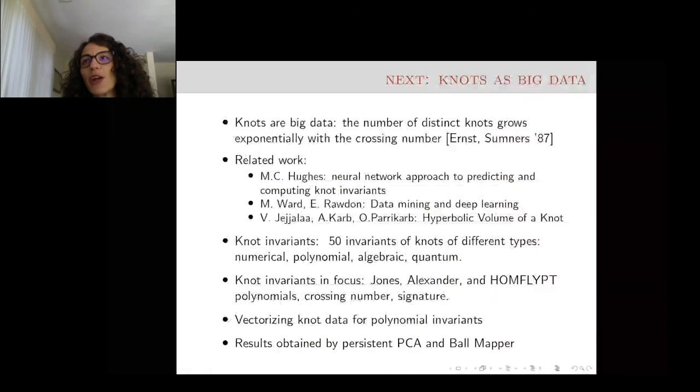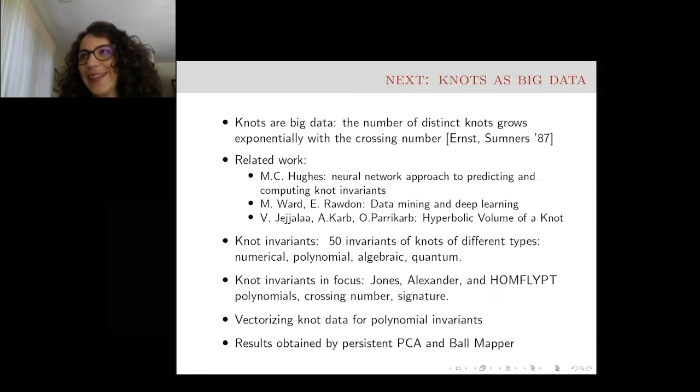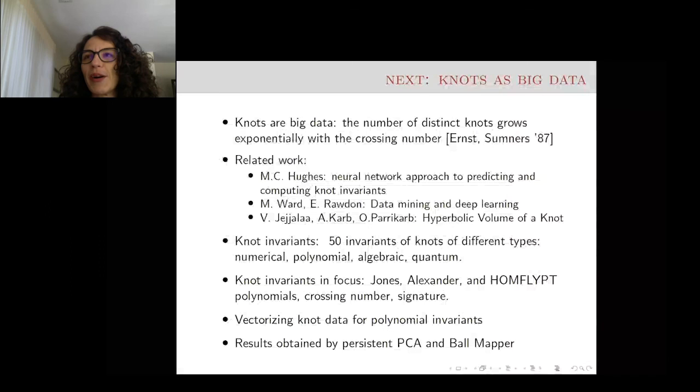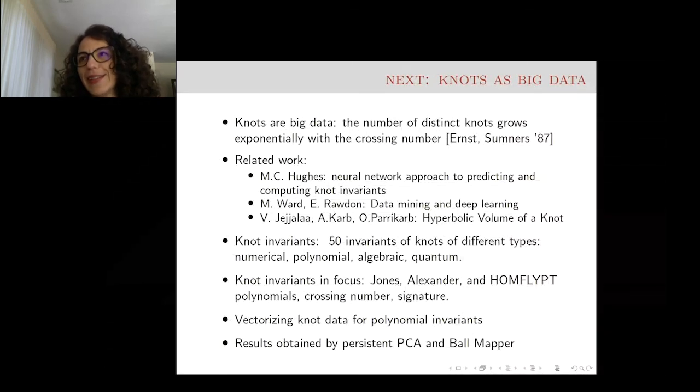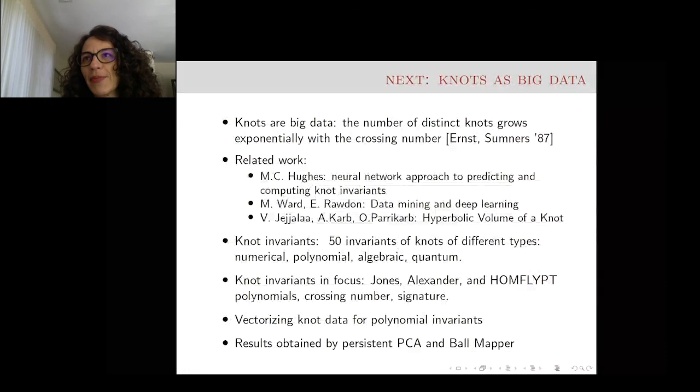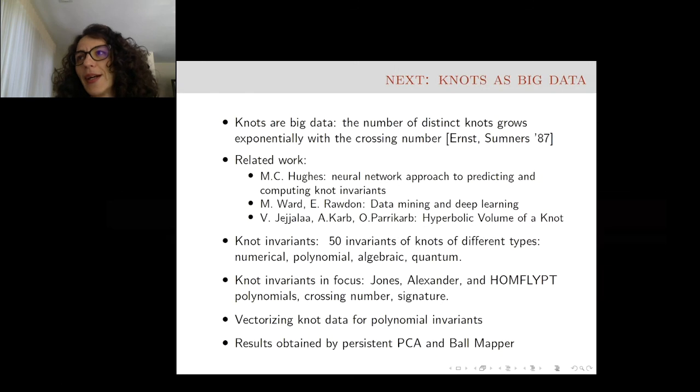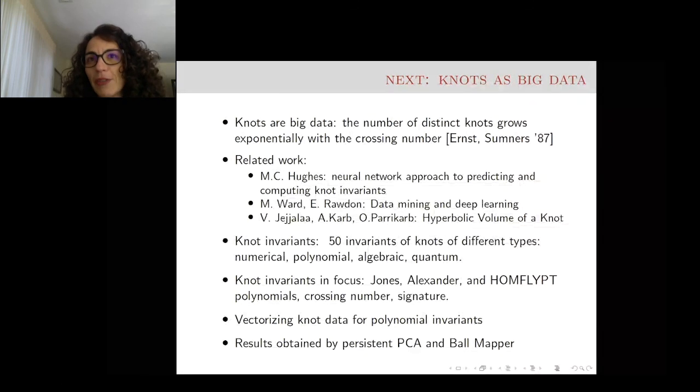Okay, because now I do want to persuade you that knots are big data. Even in 1987, Dewitt and Ernst showed that the number of distinct knots grows exponentially with the crossing number. So there's going to be a lot of them.